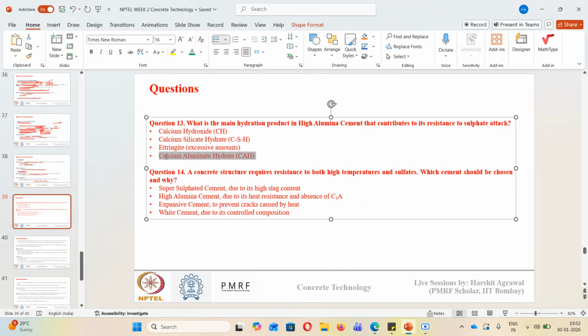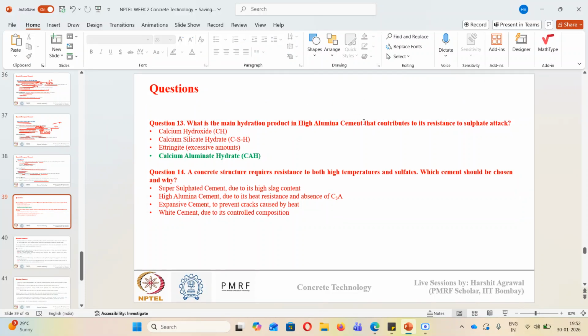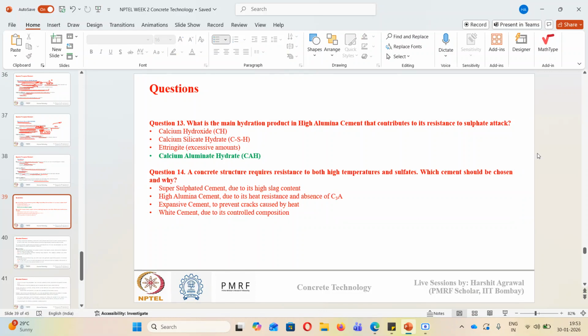So it is the calcium alumina hydrate. So we have talked just now that in high alumina cement, though there is high alumina content, it is still resistant to sulfate attack. Why? Because there is no C3A phase present in the high alumina cement, which converts into ettringite to monosulfate, and then monosulfate reacts with sulfate. Here in high alumina cement, when it reacts with water, it forms calcium aluminate hydrates, and these aluminate hydrates are not reactive to sulfates. Okay, so that's why we say that it is this phase that makes the high alumina cement resistant to sulfate attack.